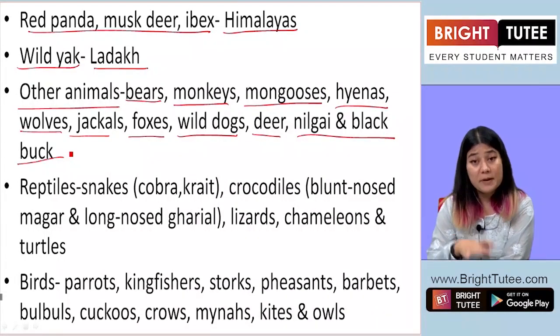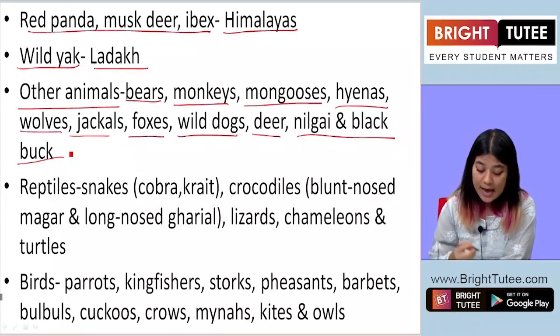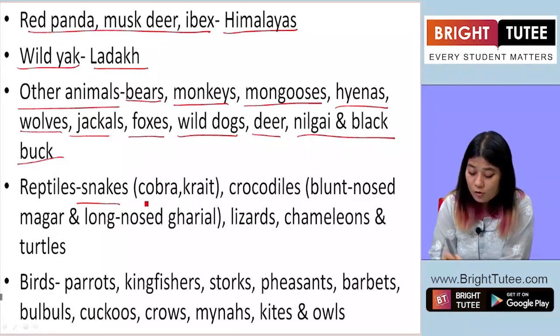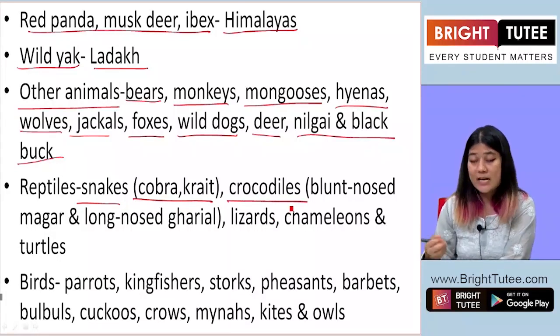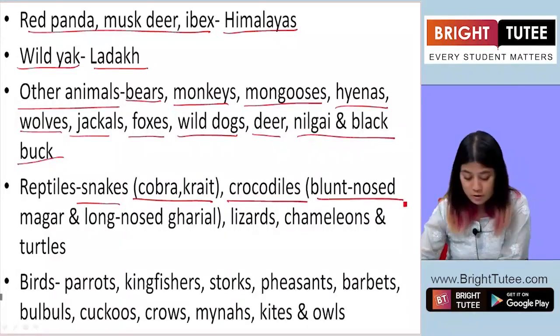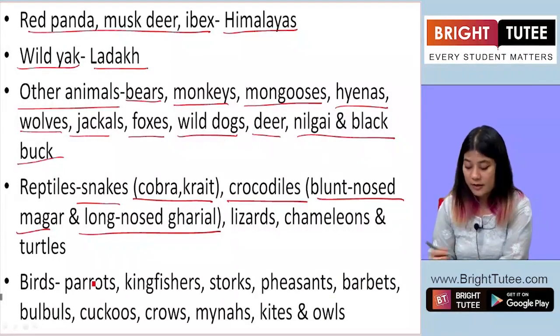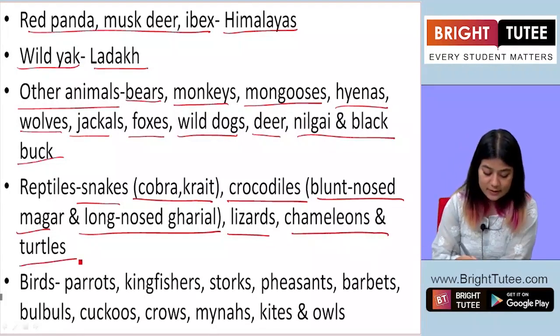Now there are also reptiles which are found in India, and they are snakes, and the kind of snakes that are found here are cobra and krait. Crocodile. There are two kinds of crocodiles that we find in India: the blunt-nosed mugger and the long-nosed gharial. We also find lizards, chameleons, and turtles.